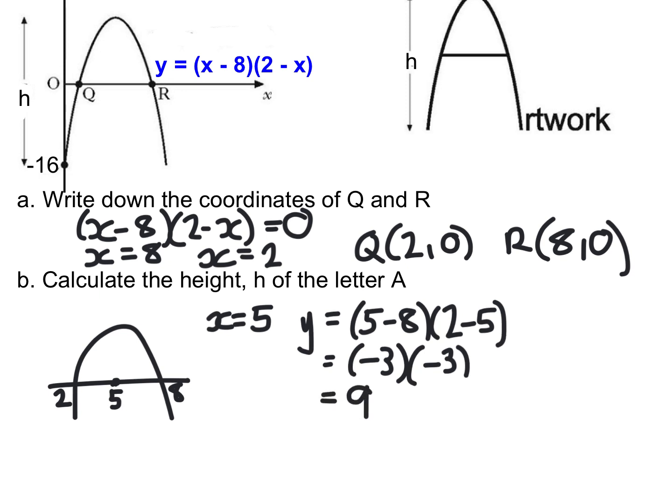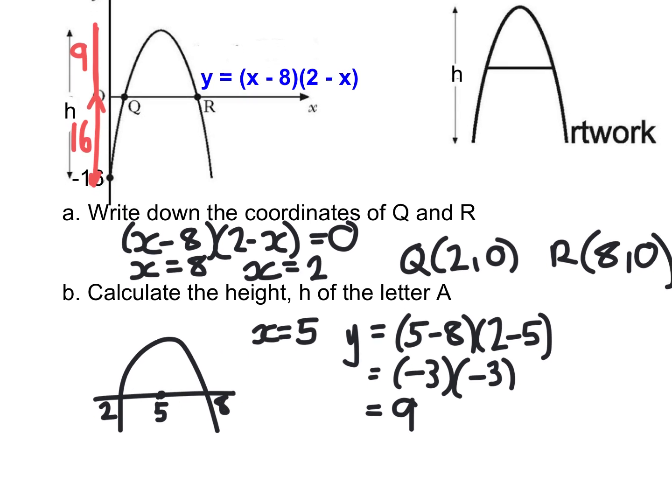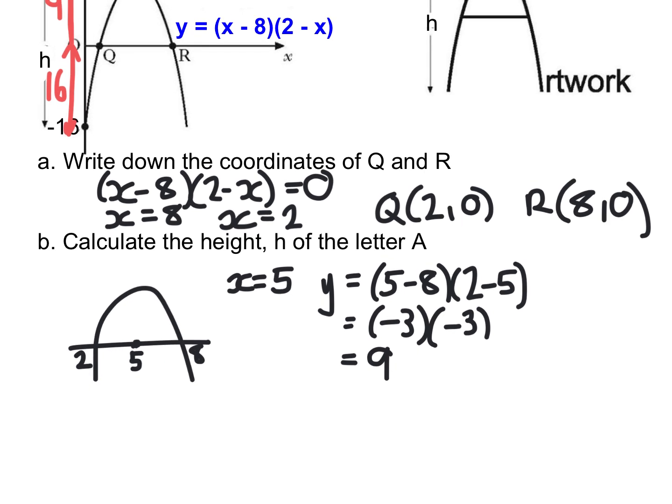So what I've worked out is essentially, let me move my diagram back. We have worked out that from here to here is 9. It then says from 0 down to the bottom of the letter A is 16. So the total height of the letter A is 9 above, 16 below. So the height is 9 plus 16, which is 25.